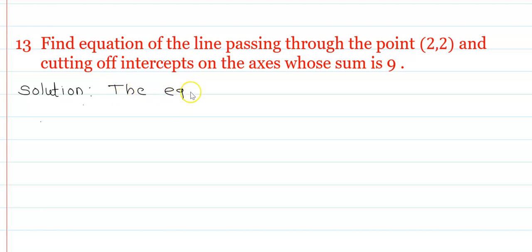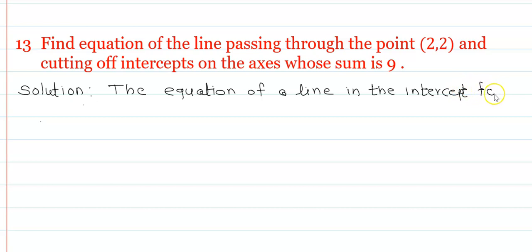The equation of a line in the intercept form is x upon a plus y upon b is equals to 1.